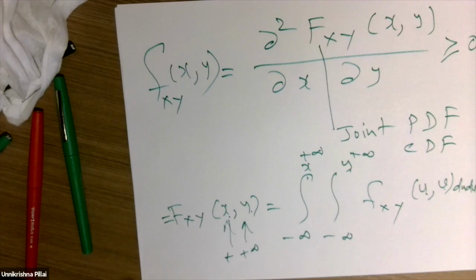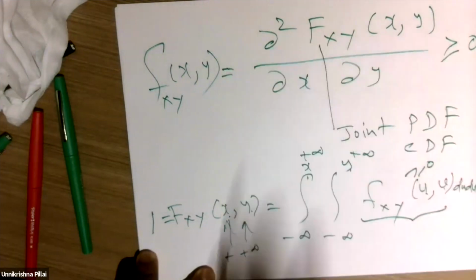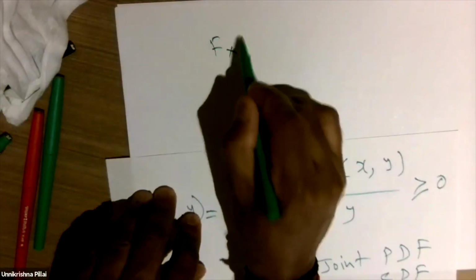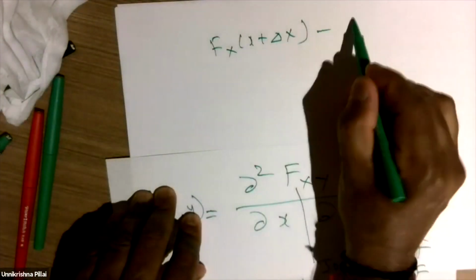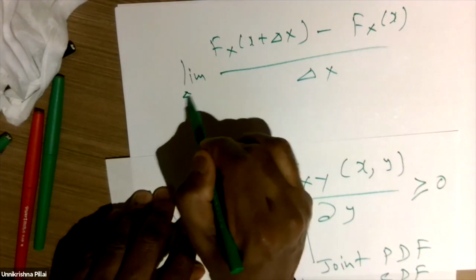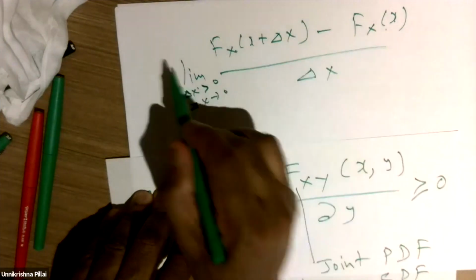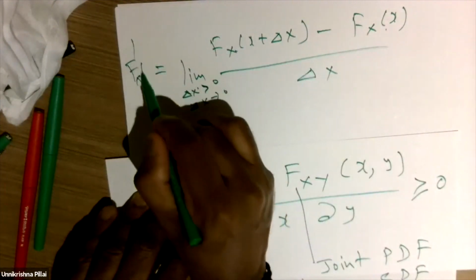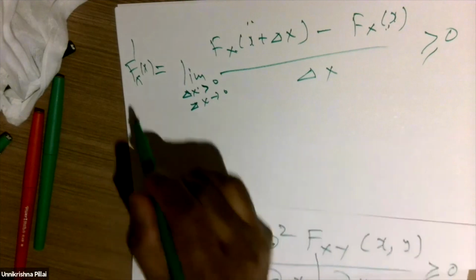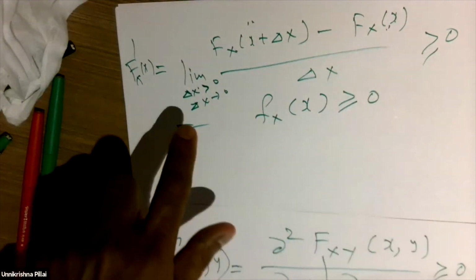That's one. So this is already a non-negative function. I didn't show you, but remember how I showed it to be non-negative for one variable? You do it like f_X of x plus delta x minus f of x over delta x, and put the limit as delta x, positive, goes to zero. So this is the derivative, that's f prime of x. And we know this quantity is greater than this. So this is non-negative. That means the derivative is non-negative, and the derivative is what we call f_X(x). That's non-negative. This is the way we did it for one random variable.